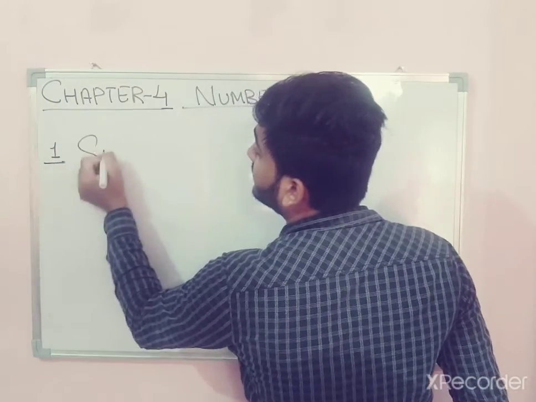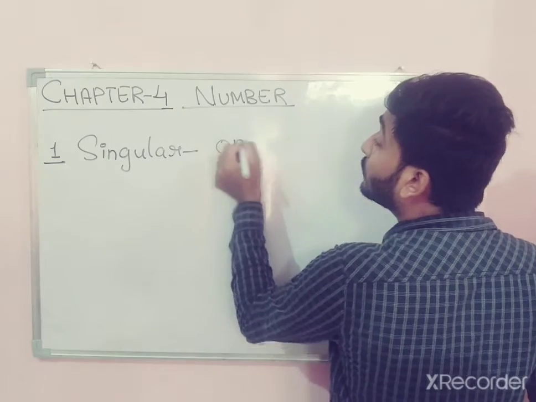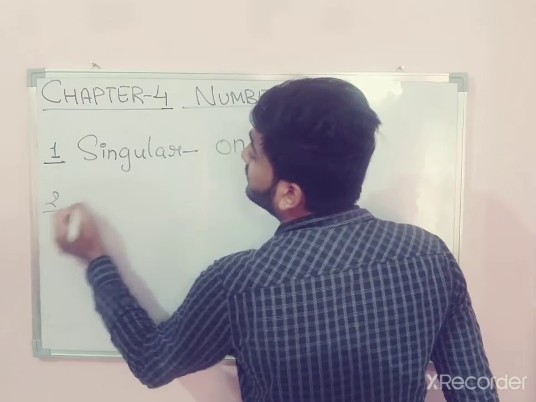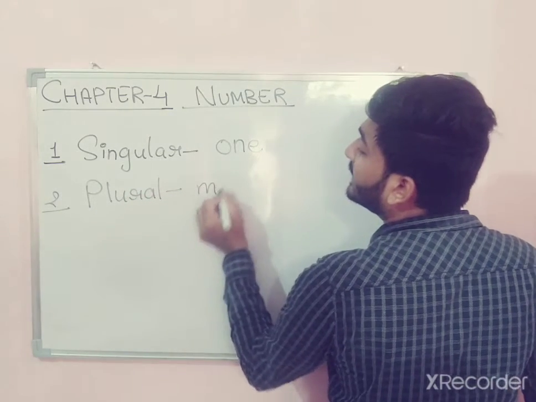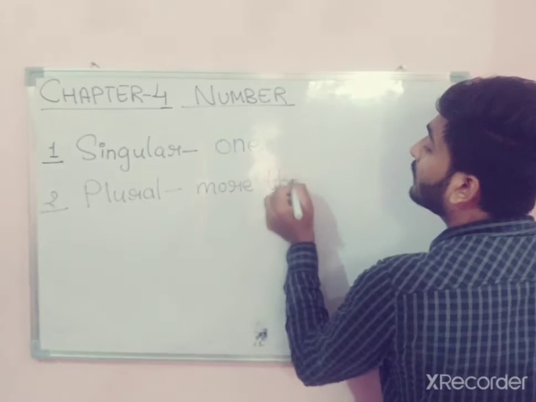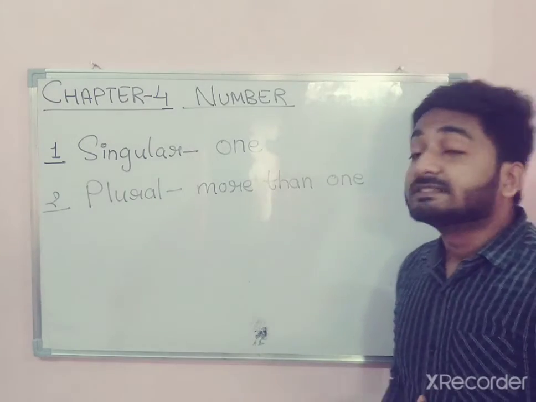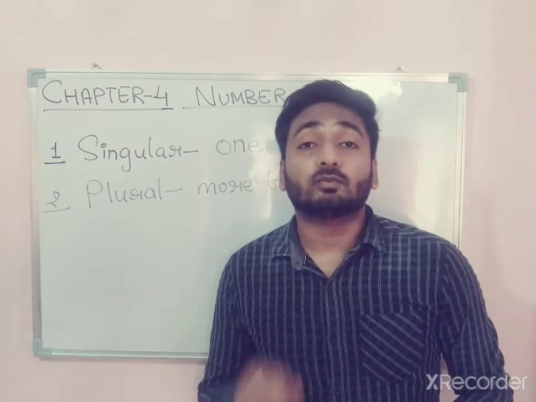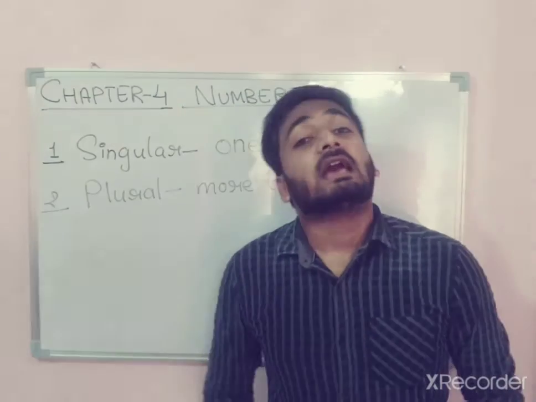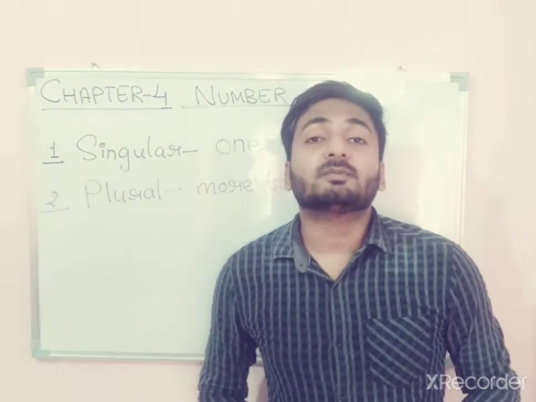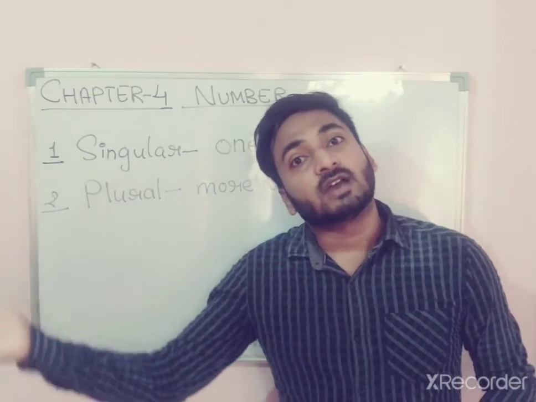Number one, singular means one, and number two is plural, which means more than one. Singular means when we are talking about only one person, place or thing. That means when we are talking about one only. And what is the meaning of plural? Plural means when we are talking about more than one. It can be 2, 3, 4 or 100 or lakh.